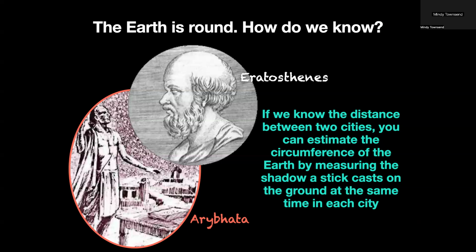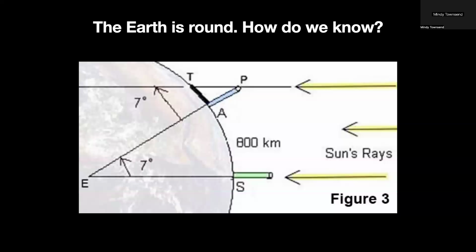They realized that if you knew the distance between two cities, you could estimate the circumference of the Earth by sticking a stick in the ground at each city and measuring the length of the shadow that that stick casts at the same time on the equinox. So it looks a little bit like this, right? So we have a stick at this location and then a same size stick at another location.